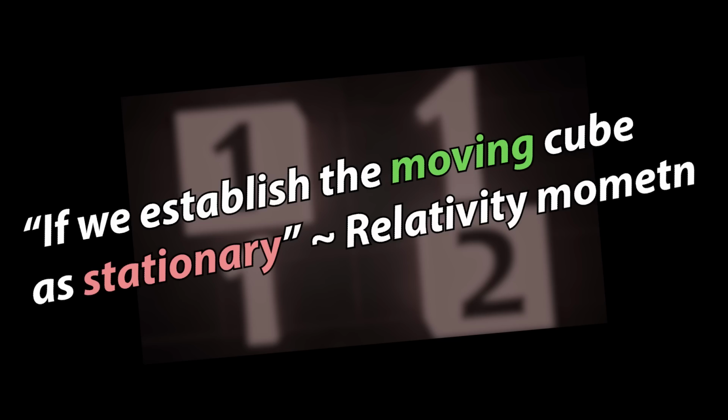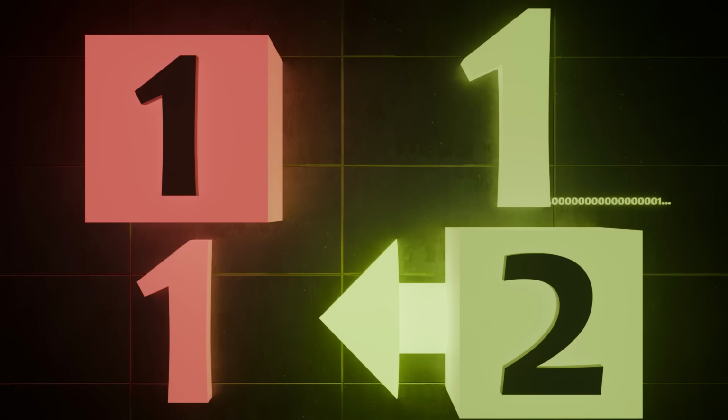Now what's interesting in this case is that we could switch them around. That's actually kind of the whole point of relativity. If we establish the moving cube as stationary, that's the relativity moment, then it's staying still and the entire world is moving away. So both of these cubes would perceive their own time as normal, 1 second per second, and the other's as higher, 1.16 seconds per second.